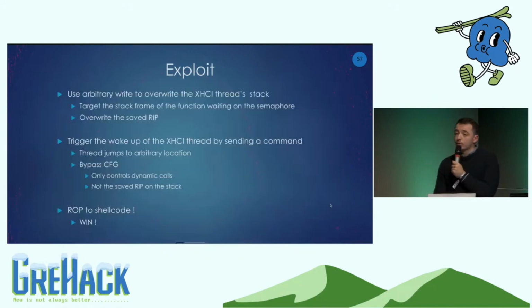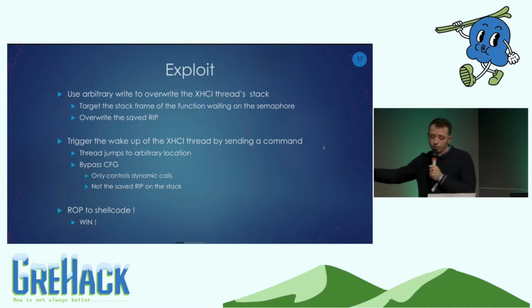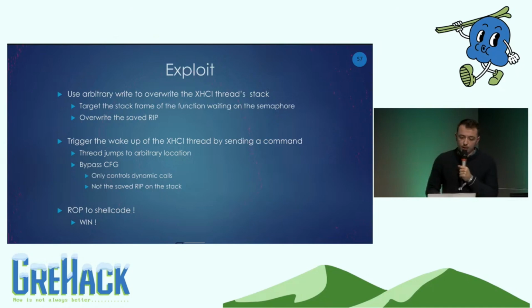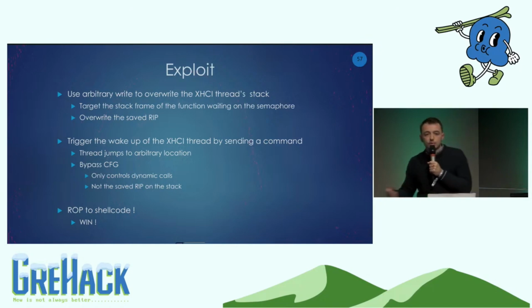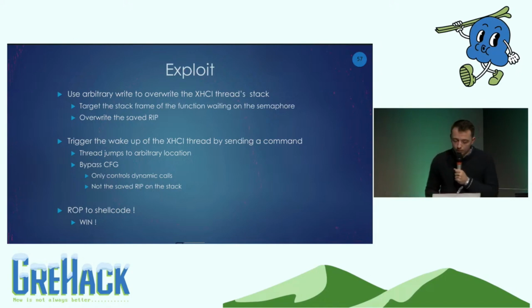And so the strategy will be to use the arbitrary write to overwrite the stack frame of another thread, specifically the XHCI thread. Sorry. We'll target the stack frame of the function waiting on the semaphore, overwrite the return pointer with a single arbitrary write, and trigger the wake up of the thread by sending a USB command. The thread will wake up, jump to an arbitrary location, and we just have full control because we bypass CFG like that, because CFG does not control the saved pointers on the stack. So we can just jump on our ROP chain and go to shellcode and win like that.